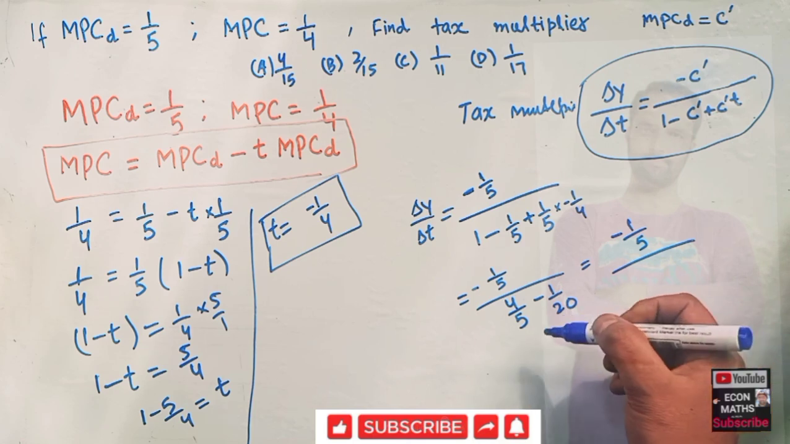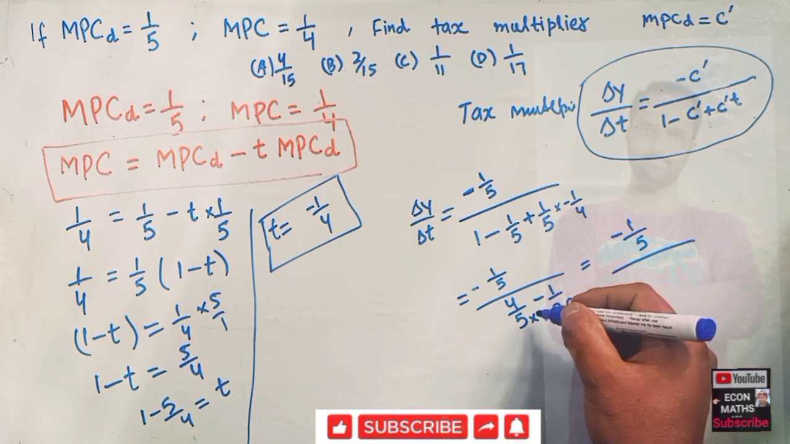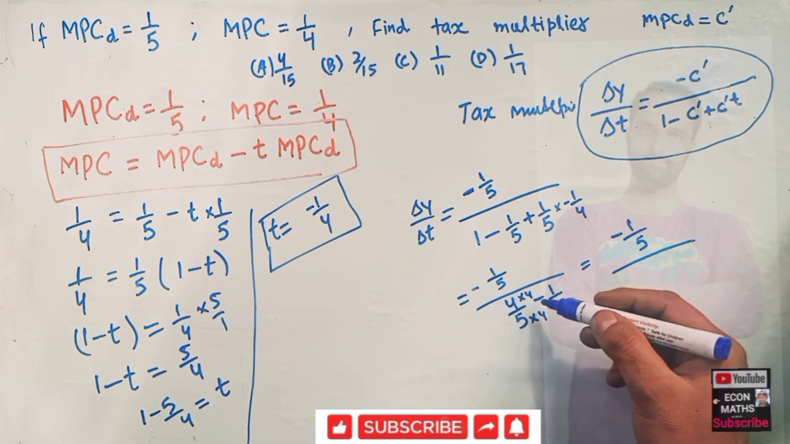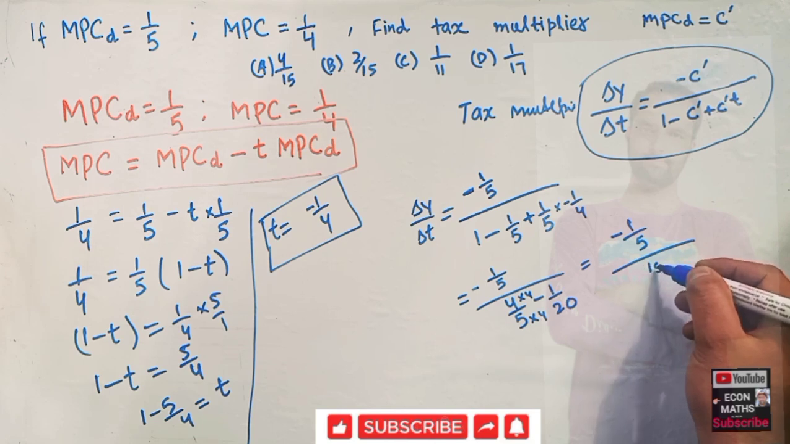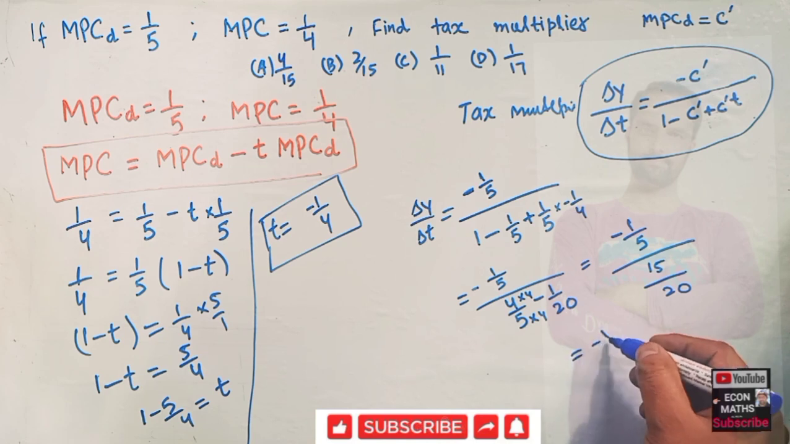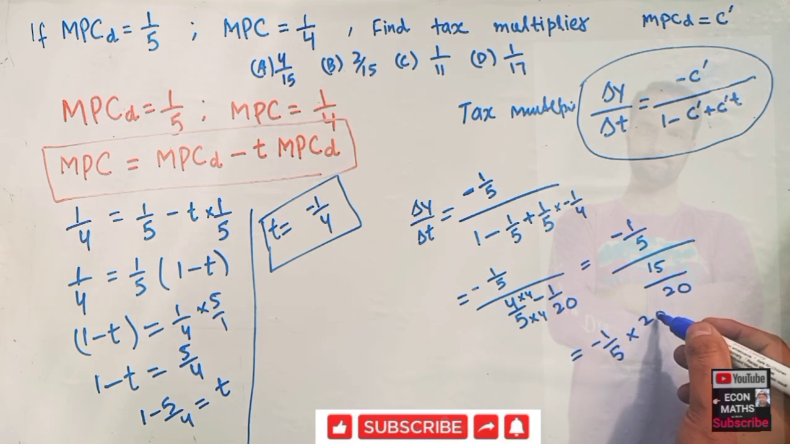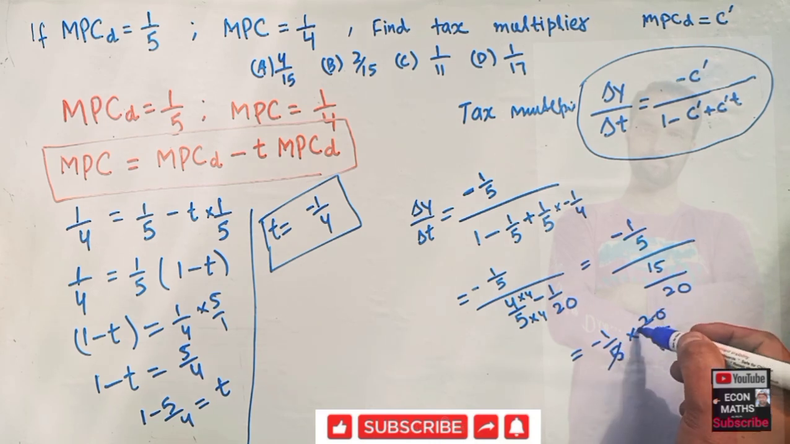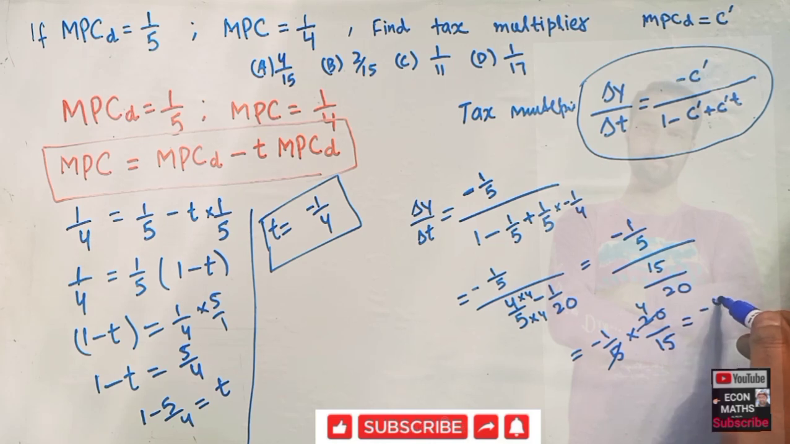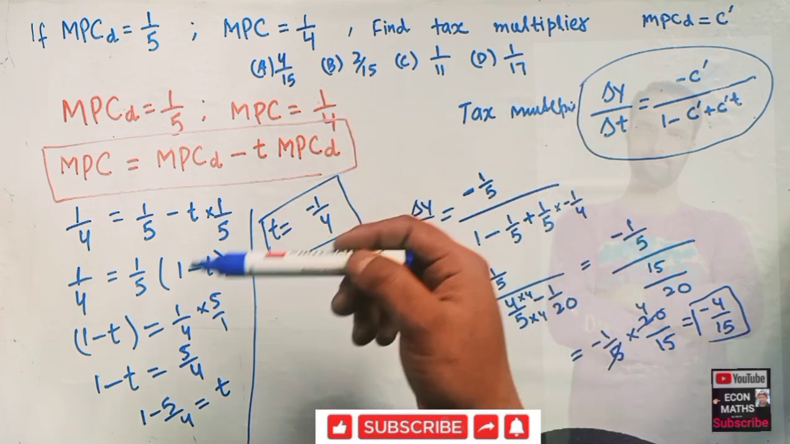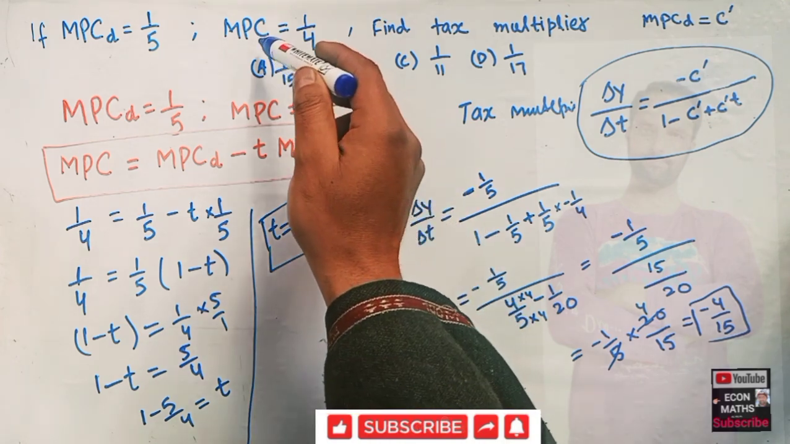upon, so making denominator same, multiplying this by 4, so this becomes 4 fours are 16. So we have 16 minus 1 comes out to be 15, 15 upon 20. So this is minus 1 upon 5 into 20 upon 15. So we have 5 ones are 5 fours are 20, this comes out to be minus 4 upon 15. So the correct option should be minus 4 upon 15, but in the options we have only positive values, so I guess this should be the correct one.